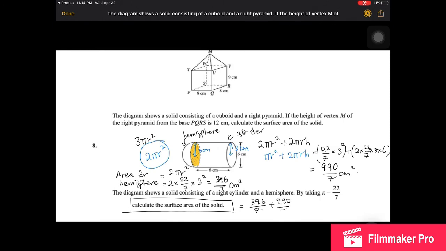So calculate the surface area of the solid. So we have 396/7 plus 990/7. Then you should get 198, a whole number, yeah? So it's so beautiful to see the whole number. 198.